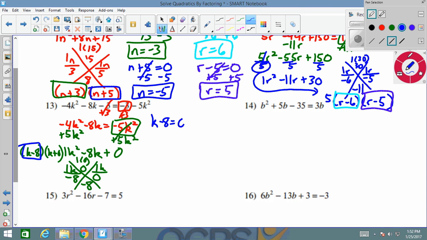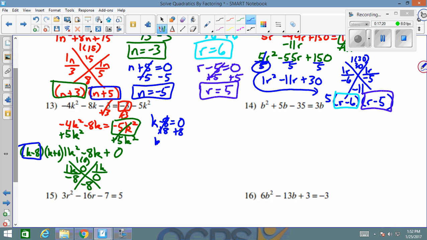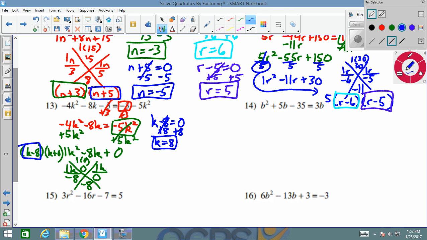K minus 8 equals 0. Since it's negative, we're going to add 8. So we get k is equal to 8. And then, take the other one, which is k plus 0 equals 0. When we subtract 0, it's just going to be k is equal to 0.